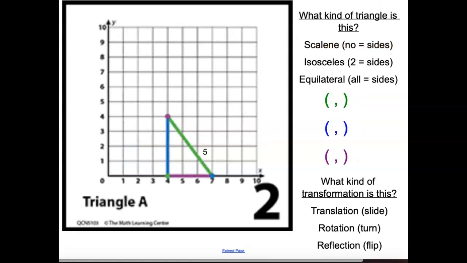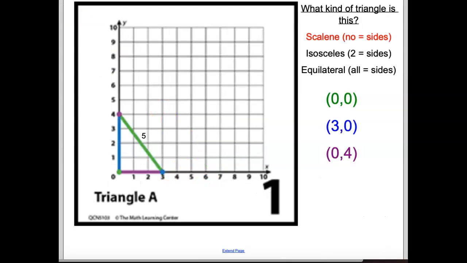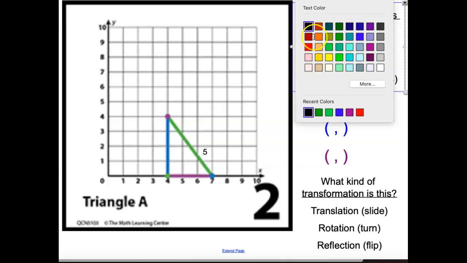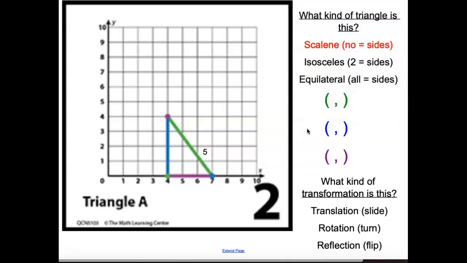Here's day 2. What do you notice about this triangle compared to this triangle? Do you see that it's the same triangle, just in a different spot? Well, that means that we have another scalene triangle on our hands. But let's look at our points here. Our coordinates are not going to be the same. Let's start with the green point.